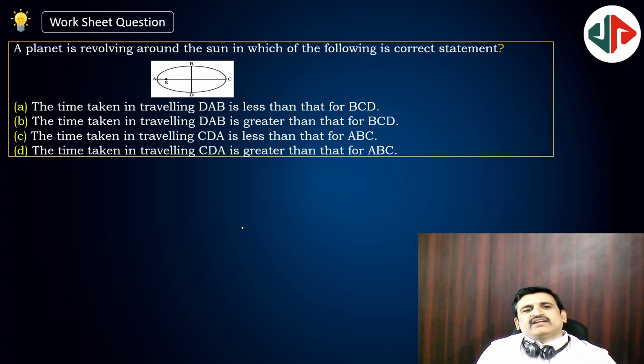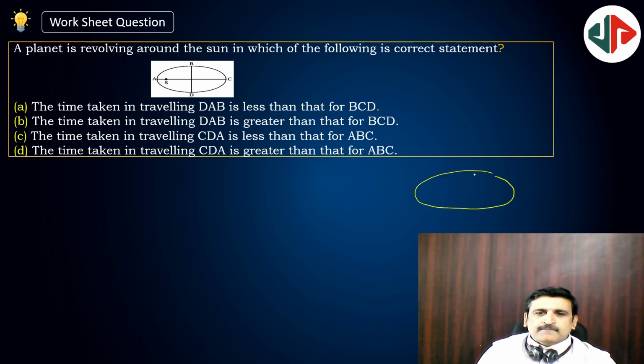The time taken in traveling DAB is less than that of BCD. Both are equal, what you call symmetric parts. Next, the time taken in traveling... actually you shouldn't think like that, it should be thought like this. Here to here, right? This is the Sun. So the radius vector sweeps equal areas in equal intervals of time.